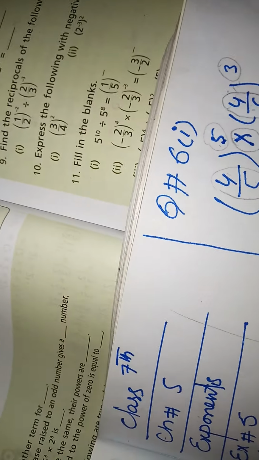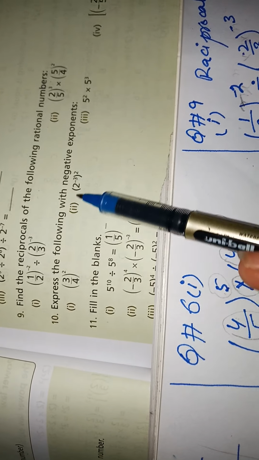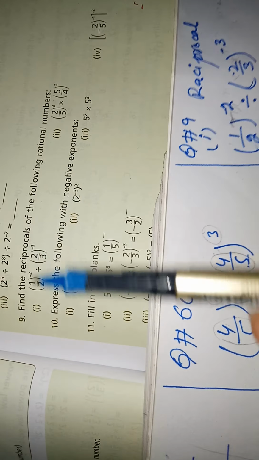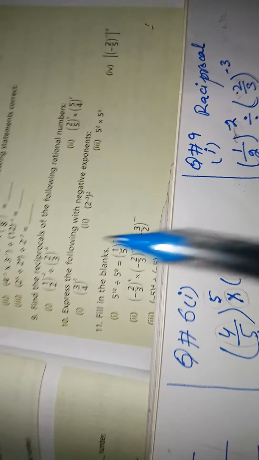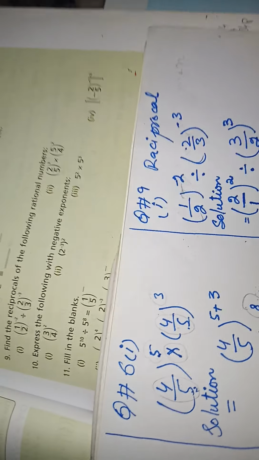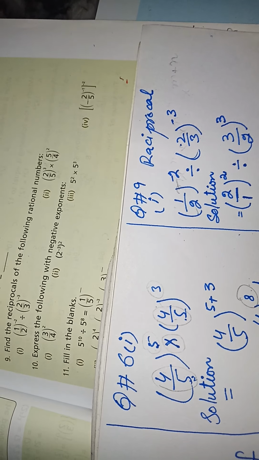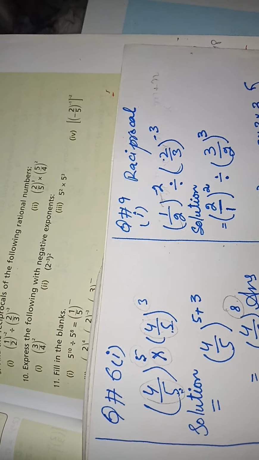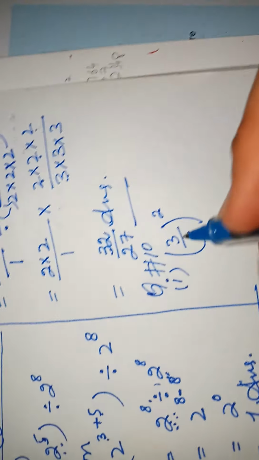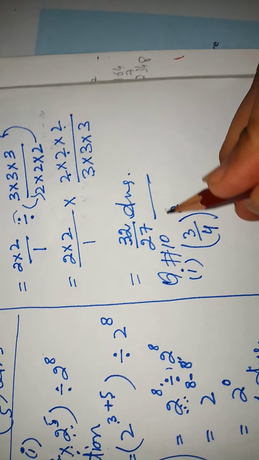Now come for the other question, that is question number 10. Express the following with negative exponents. So here we have to make their sign negative. In question number 10, part number 1 is 3 raised to power 4 square. So here we are asked to make its exponent negative.